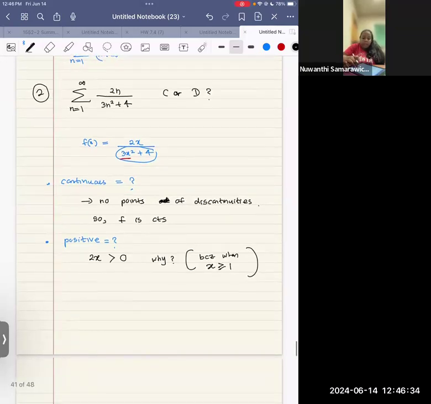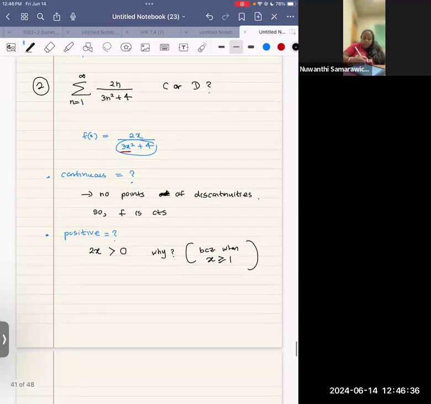Okay, so we have to find another condition: whether this function is decreasing. How do we find that? We have to again find the first derivative. Alexis said yes. So what is the first derivative now? Here you have to use the quotient rule. I hope you all remember the quotient rule.